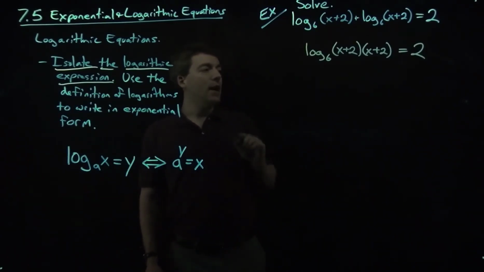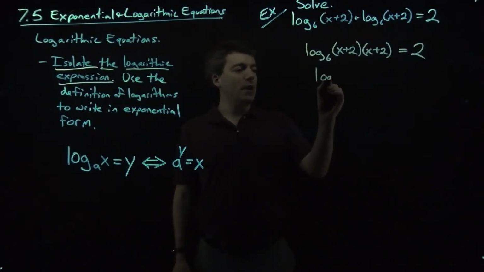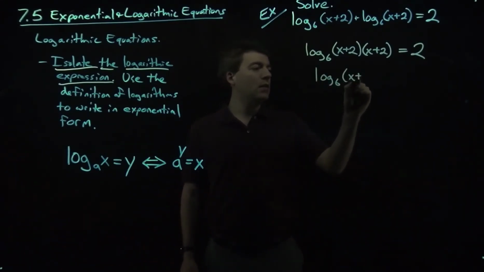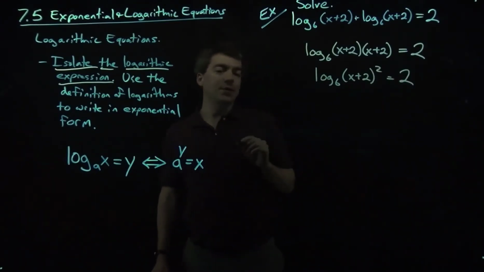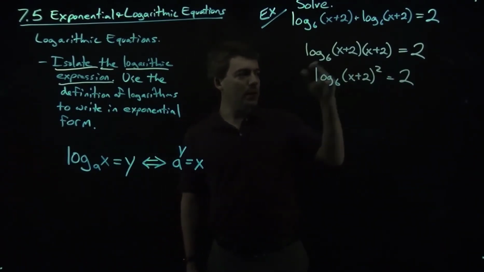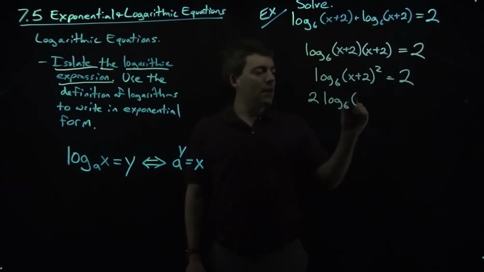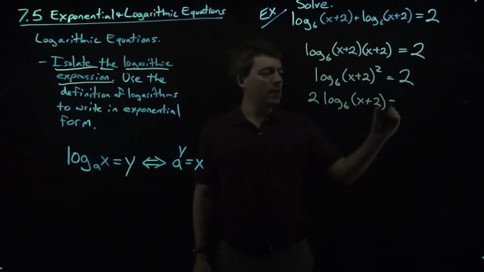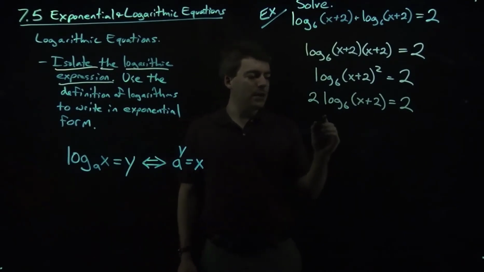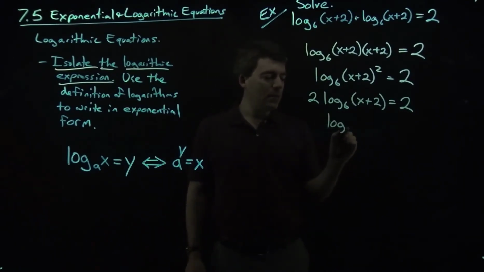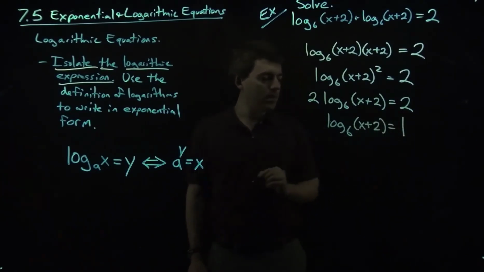All right, now (x + 2) times (x + 2) we could write as (x + 2) squared. And then using the power property of logarithms, we can bring down the 2. So 2 log base 6 of (x + 2) equals 2. All right, and finally we can divide by 2. So log base 6 of (x + 2) equals 1.